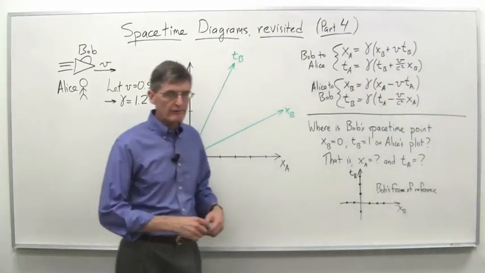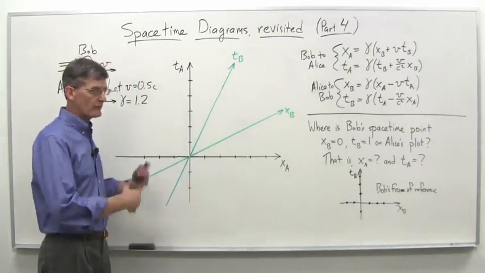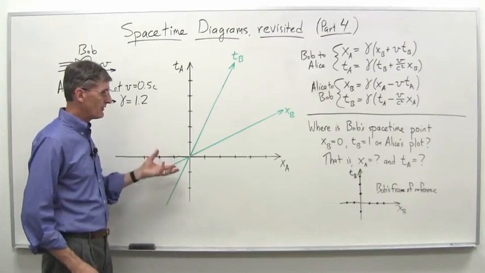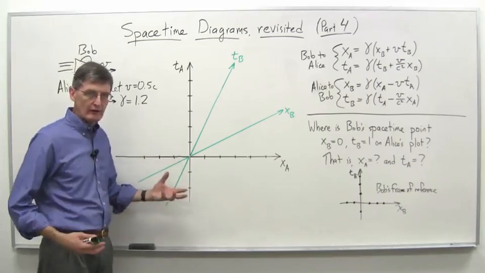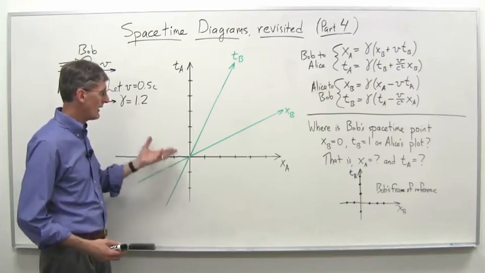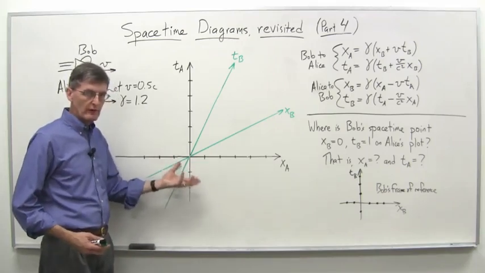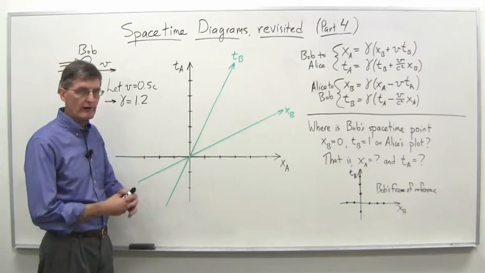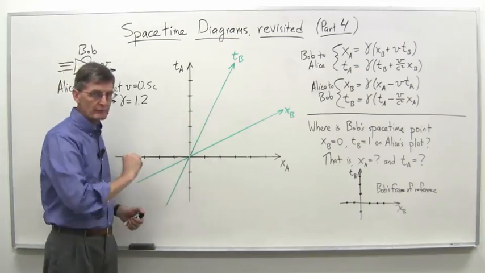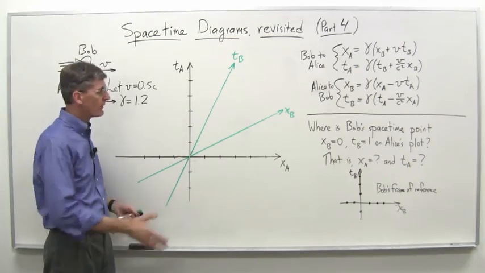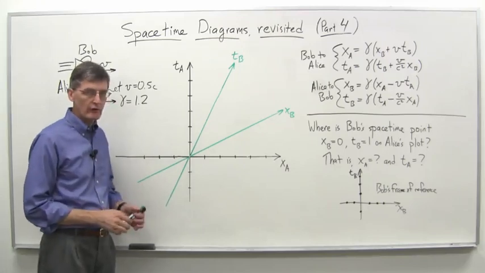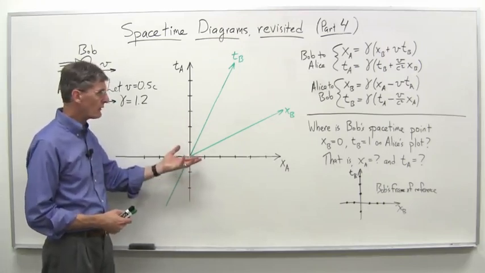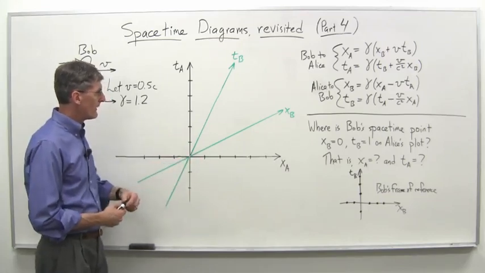On to part 4 of our spacetime diagrams revisited. What we've done here is expand our diagram from last time, where we had Alice's spacetime diagram, her frame of reference, and then we figured out what Bob's spacetime diagram axes would look like if we put them on the same plot as Alice's diagram. And this is what we got from last time.